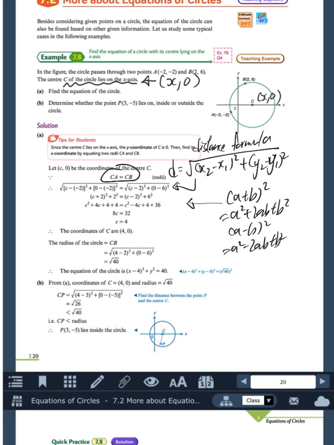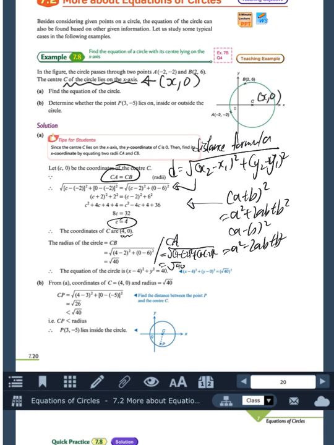And then on simplifying, you will get c equals 4. That means the coordinate of the center is (4, 0). Once you have the coordinate of the center, then the radius can be found by either CB or CA. You will get the same result. Let's say if I want to find CA, which should be root of (4 minus negative 2) squared plus (0 minus negative 2) squared, you will still get the same result, root 40.